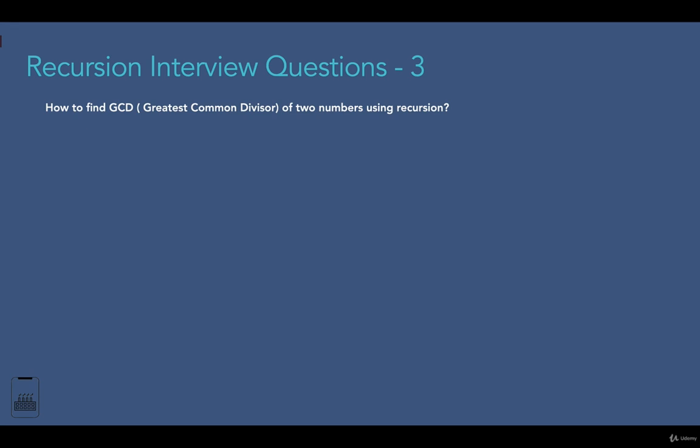Question number 3. How to find the greatest common divisor of two numbers using recursion. So here, as always, we will start with our first step. So what's our first step? The first step is to find the recursive case. The question asks to calculate the greatest common divisor of two numbers.